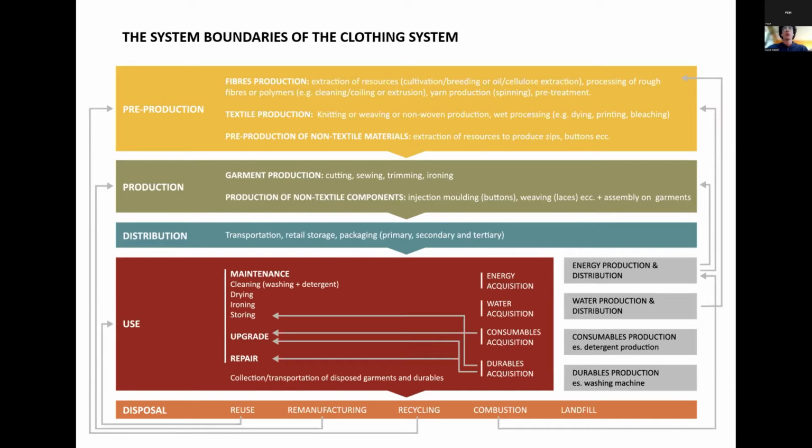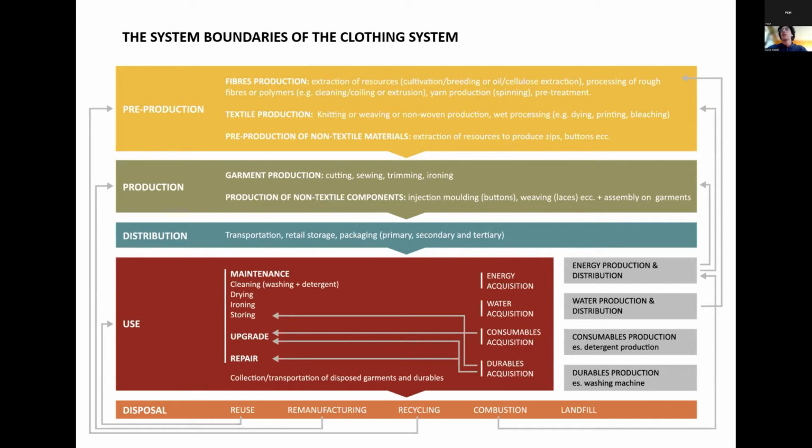For production, we have obviously the garment production and the production of those non-textile components. Then obviously there is distribution, and for the use, we have everything that is related with the wearing and caring about the clothes. And finally, we have disposal with all the options that I was mentioning before. So the reuse, the remanufacturing, recycling, combustion, and landfill. Another thing that could help to understand that system boundary concept is the gray boxes that you see on the right, which are connected to the use phase, and we are considering inside. So what are they about?